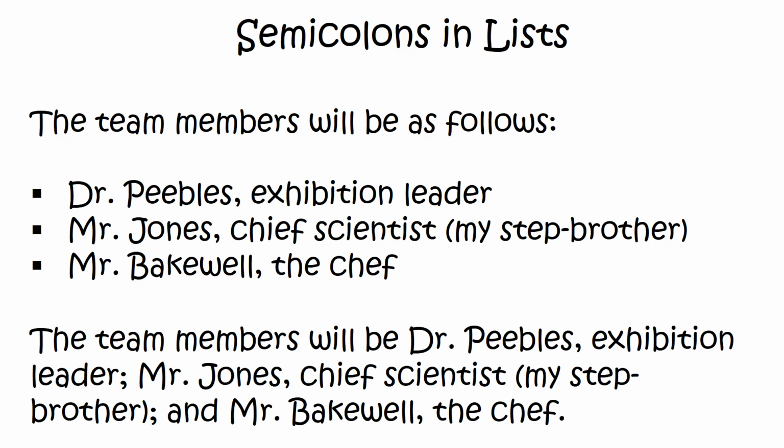Now let's go back to our first example, but let's add a little bit more information. Look at entry 2, Mr. Jones, chief scientist, my stepbrother. Okay, and there you can see it in the sentence written out in full. So what we have is like a hierarchy of punctuation in lists. You start with commas and you move up to semicolons, but down to brackets or parentheses. I should just say that if your list gets this complicated, you should probably think about writing it out in bullets and not as a complete sentence.